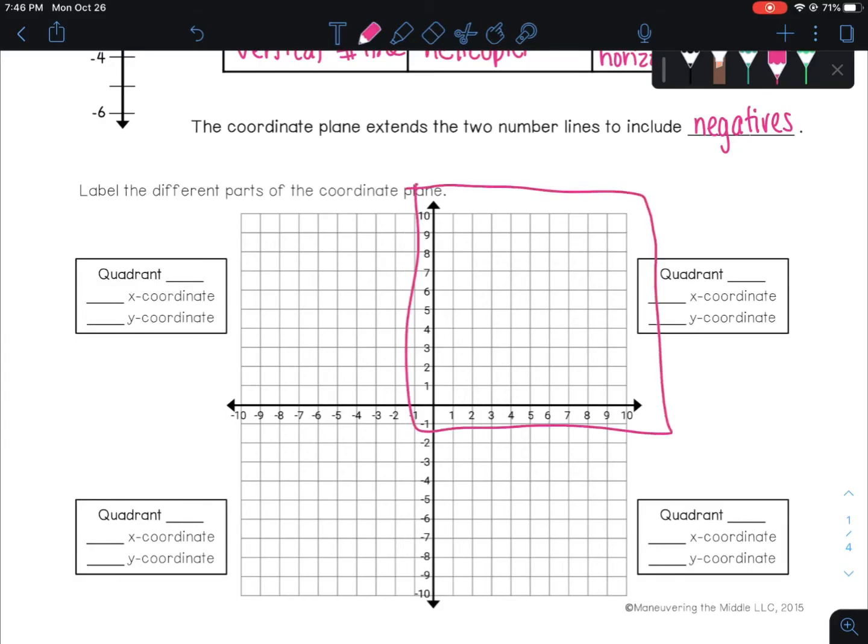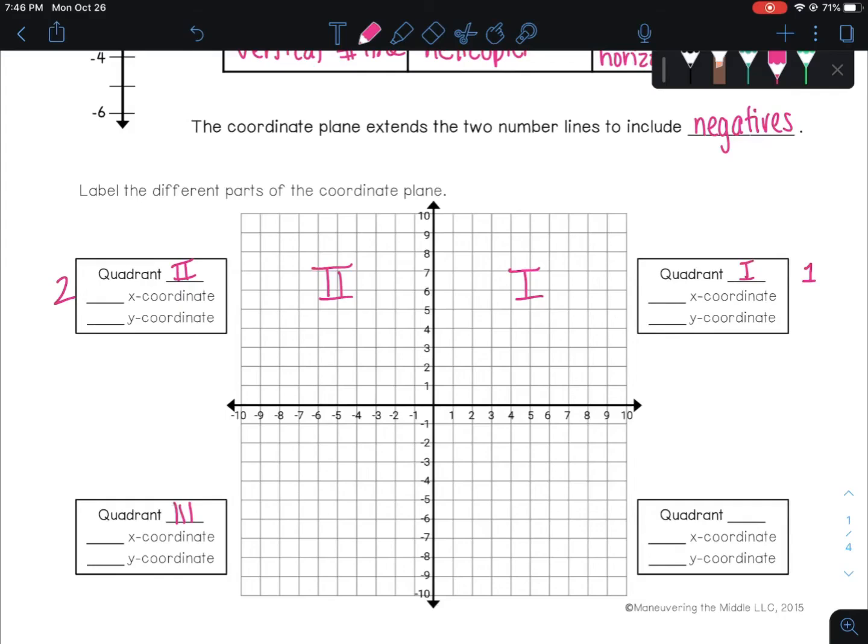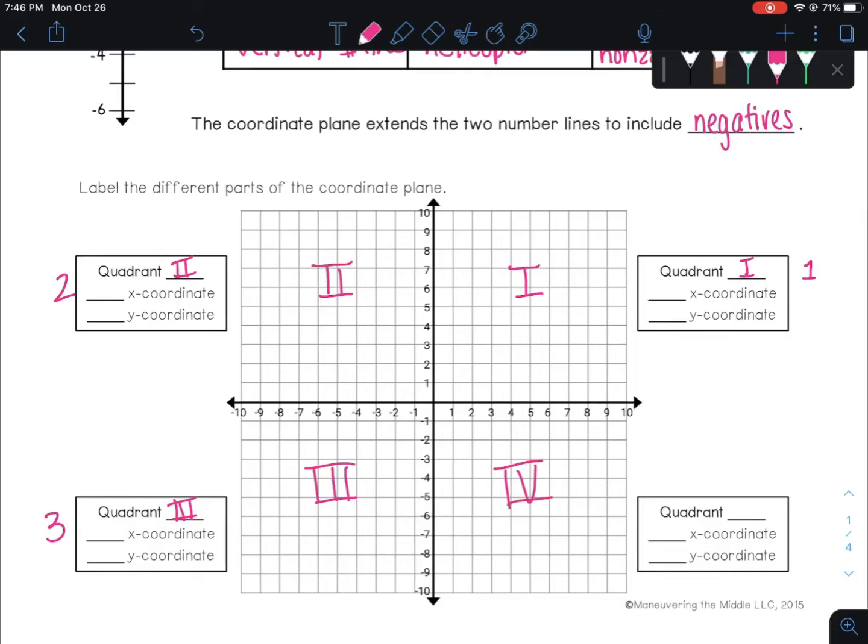This is called quadrant 1. We write that like the letter I, or if it bothers you, you can write it as the number 1. So this is quadrant 1. The next one over here is quadrant 2. And then we'll keep going down to quadrant 3. And then finally we have quadrant 4, which is written like this.